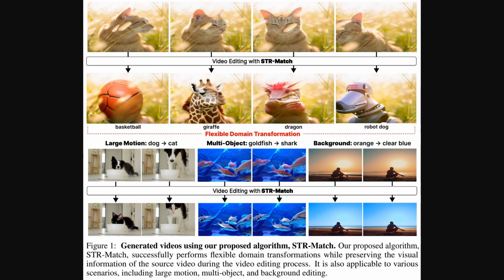Alright, and looking at the first figure, you can really see why people are excited. The authors showcase their STR-Match algorithm with some stunning examples of what they call flexible domain transformation. This is where they change the video's subject into something completely different, like turning a cat into a basketball or a robot dog, while perfectly preserving the background and motion. This works because of their new SpatioTemporal Relevance score, or STR score, which is a way to measure how pixels relate across frames to keep the edits smooth and consistent.